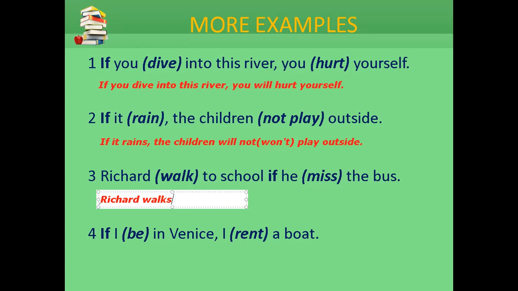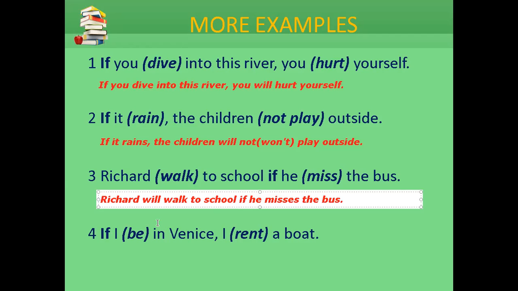Richard walks to school. If, no, he missed the bus. Okay, so what do you think about that sentence? Richard walks to school if he missed the bus. So we're omitting something. So we need the will sentence, the simple future sentence. So where can I add that? Remember, the first conditional, you need a sentence in the simple present and the other one in the simple future. So I'm gonna help you with that one. Richard will walk to school if he misses the bus.